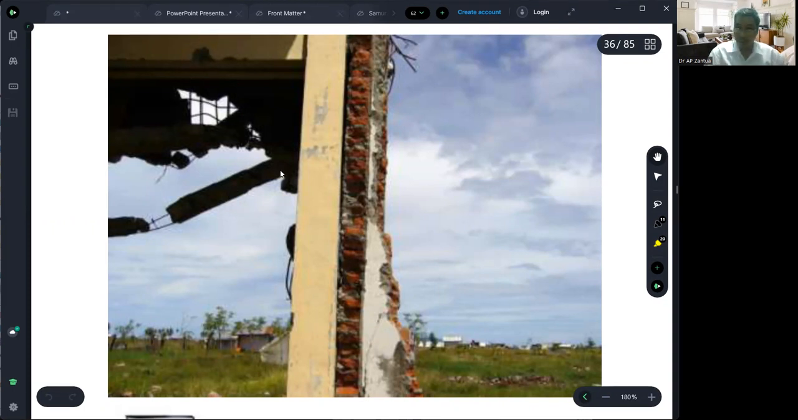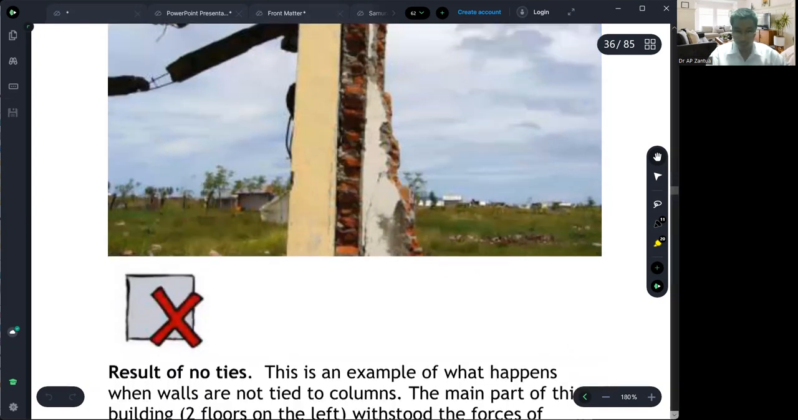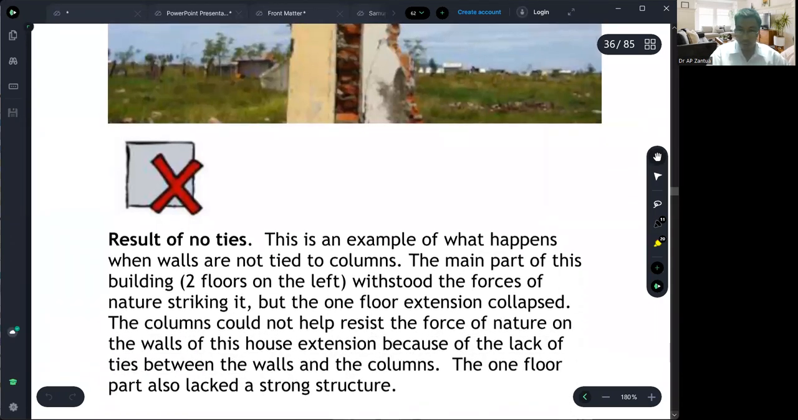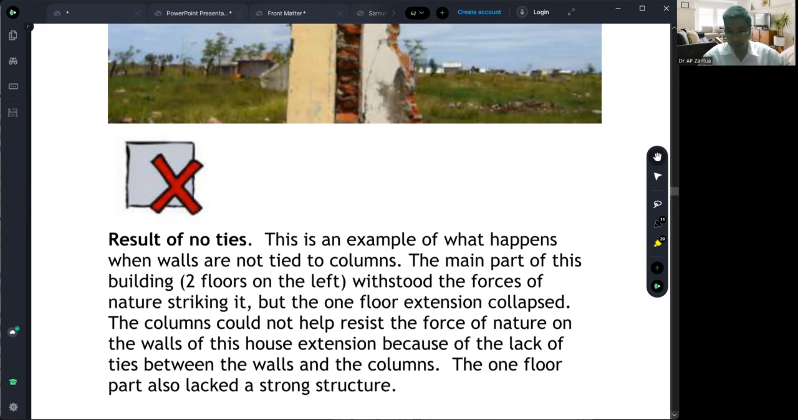That is a bad example. Bad result, no ties. This is an example of what happens when walls are not tied to columns. They are not tied to columns and not tied to beams. Not only columns, they should be tied to beams and columns. The main part of this building withstood the forces of nature striking it, but the one-floor extension collapsed. The columns could not help resist the force of nature on the wall of this house extension because of the lack of ties between the walls and the column.